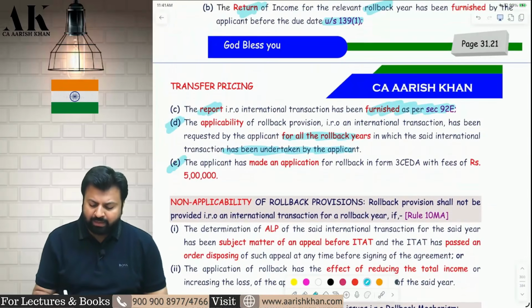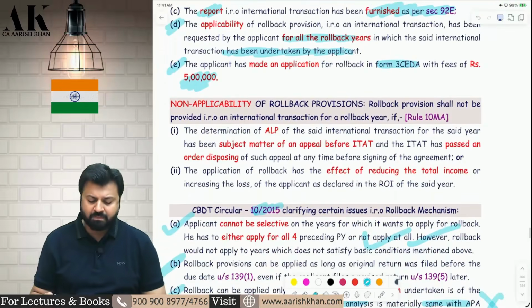Last but not least, you have to make a Form 3CEB application along with a fee of 5 lakh rupees. I hope it is clear to all of you.